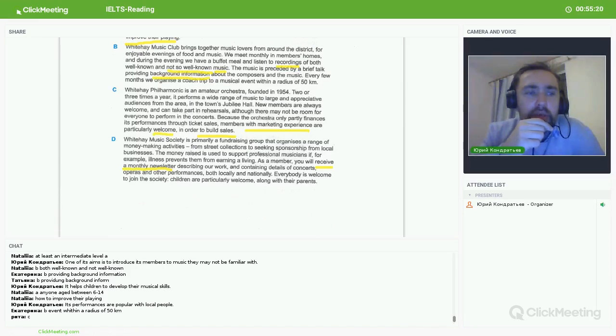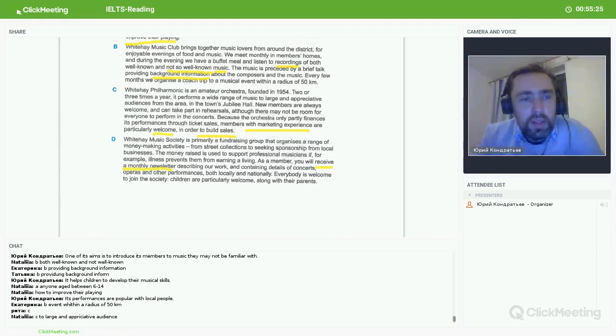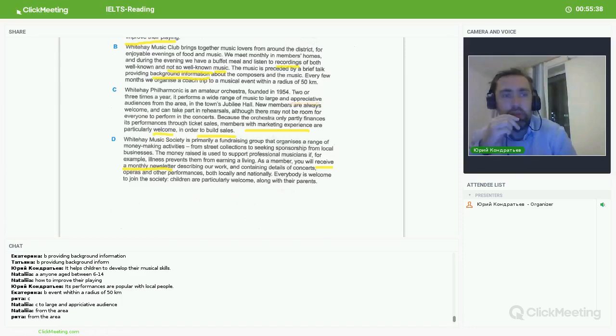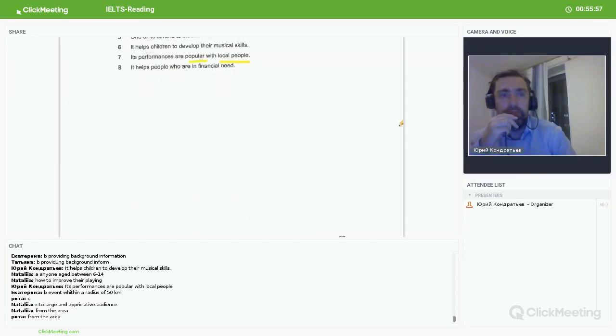Okay, Rita thinks it's number C. So Rita, can you please tell us which keywords you found? So Natalia, to large and appreciative audiences. Well, actually, from the area, what's important. So appreciative means popular. If people appreciate your music, you're popular with them. Local from the area, but this is not enough because local people and people that's audiences. So that's what you need to find here. That's appreciative, audiences, and from the area. So there are 3 paraphrases here. Right? And let's do the last one.